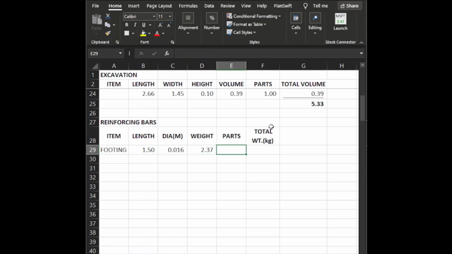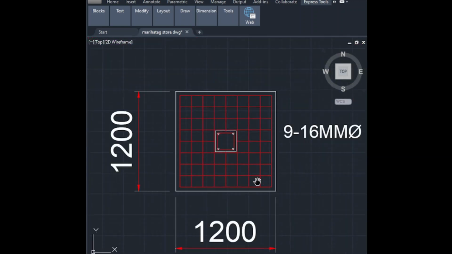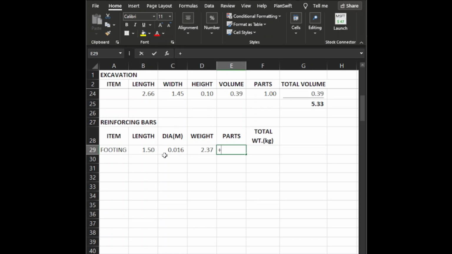kilograms. So the parts, we will just count here. How many? 2, 4, 6, 8, 9. 9 times 2, both parts, times 2. Then we will multiply it by 6 because we have 6 columns. So it is 108. Then multiply it by the weight. Our total weight for the footing is 255.69 kilograms.